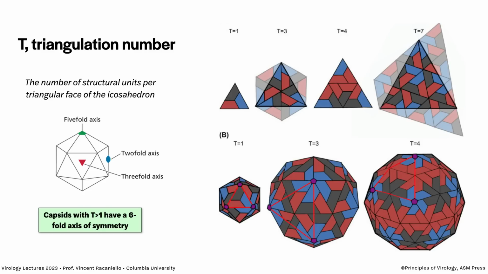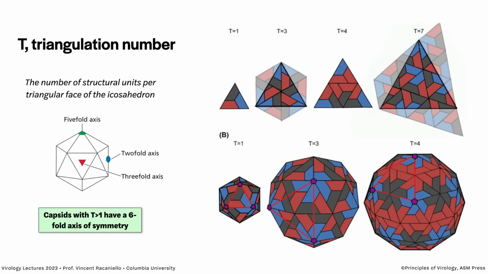Now, one of the key concepts about building icosahedral capsids is the triangulation number T. This makes it easier for us to understand how adding more subunits to the triangular face increases the size of the particle. So the T number is defined in its simplest fashion as the number of structural units per triangular face of the icosahedron.